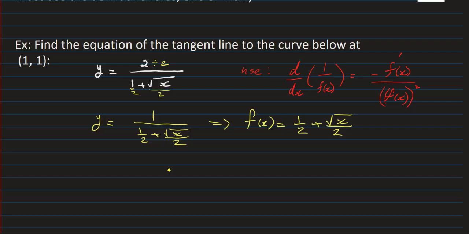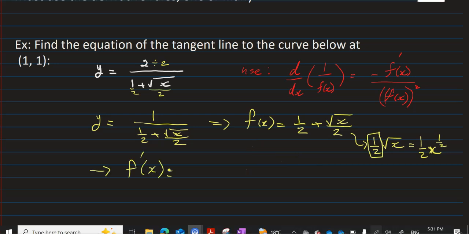Okay, and then what is f prime of x? We have to do the derivative of that. And remember, the derivative of a constant is 0. Then for the derivative of the other term, let me rewrite it as 1/2 the square root of x. We're going to change the square root of x to an exponent, that would be x to the 1/2.